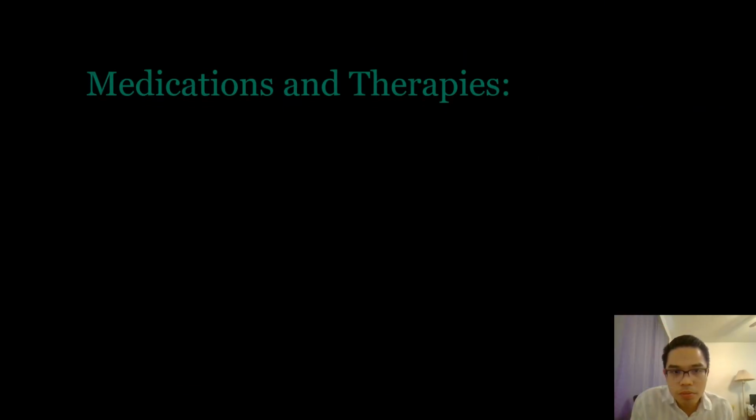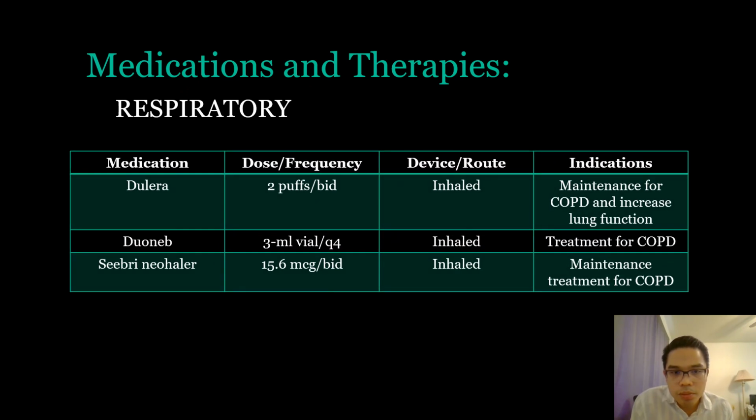For the respiratory medications, the patient has Dulera, which is indicated as a maintenance medication for COPD, and also DuoNeb, a treatment for COPD, and Seebri Neohaler, also for COPD treatment. So the Dulera and Seebri will be given twice a day, BID, and DuoNeb.